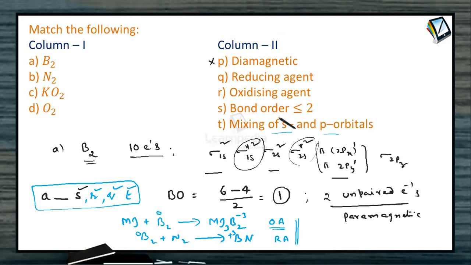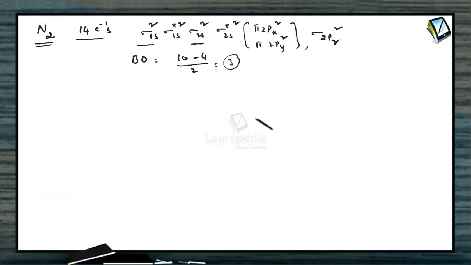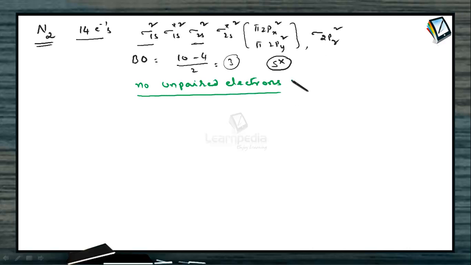And it is not less than or equal to 2. So S is not the option. S is ruled out. And there are no unpaired electrons. Therefore it is diamagnetic. So P is right. So for B, P is correct.